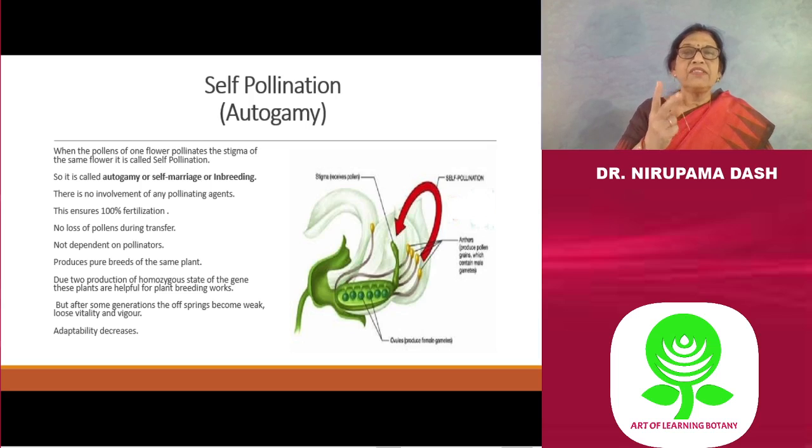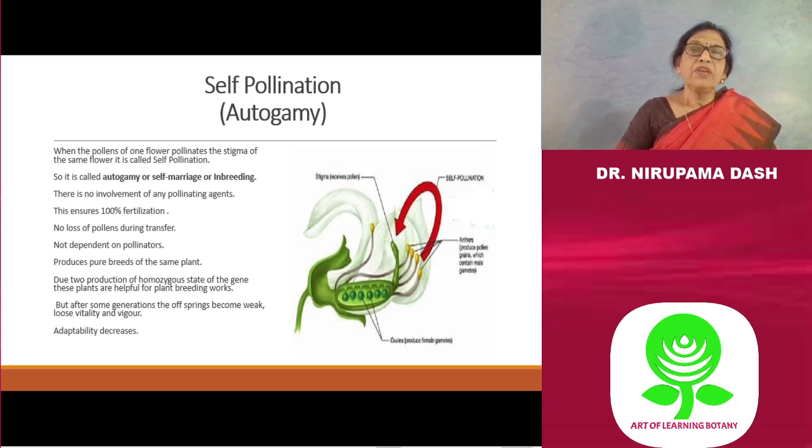Let me define the self-pollination. Now coming to the self-pollination, it is otherwise known as inbreeding process or self-marriage. It always occurs in bisexual flowers. And in this pollination, there is no need of external pollinating agents. Here the chance of pollen grain loss is less and chance of contamination is less. Therefore, it ensures almost 100% fertilization.